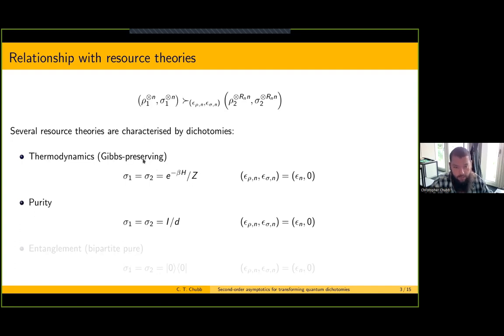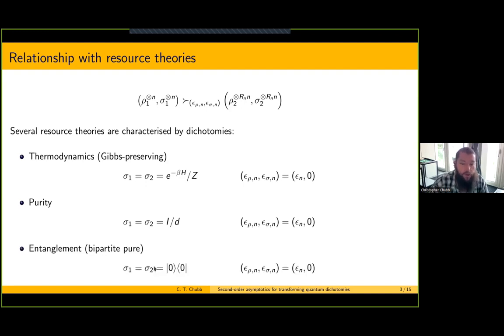Another, which is actually a subset of this, is the case where you just take the infinite temperature thermal state here, the maximally mixed state. This relates to the resource theory of purity. Again, we're looking at maps that preserve this state with some error, and then we require that they preserve this exactly. So the second error is 0.